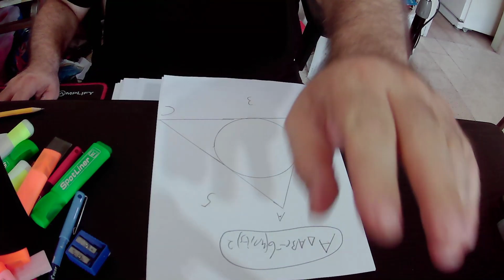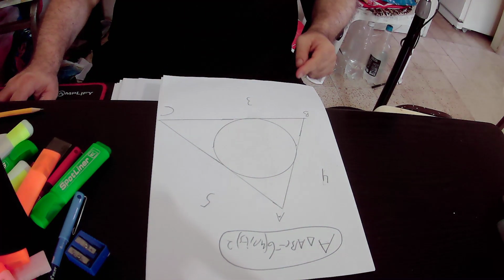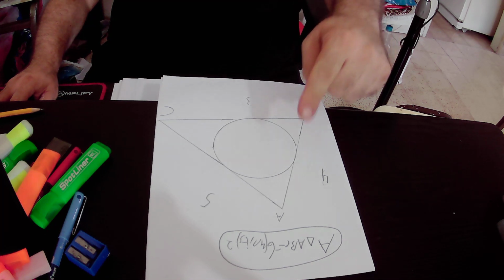Hello, in this lecture we will find the radius of a circle enclosed in a triangle. In the drawing you can see triangle ABC.